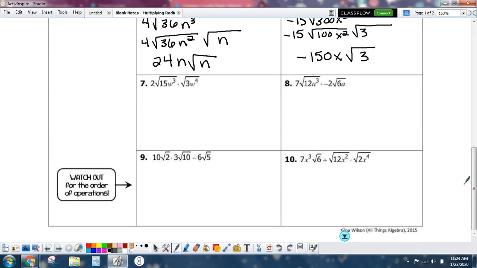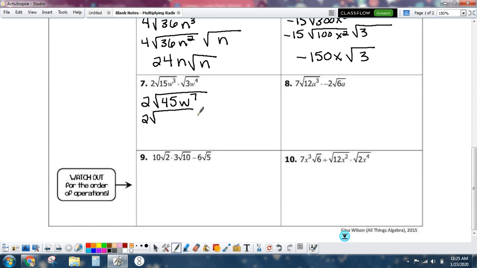For number 7, we're going to go ahead and do, again, what's at the beginning. So 2 times 1, that's 2. And then you're doing 15 times 3, and 15 times 3 is 45. And then make sure you're adding your exponents. 3 plus 4 is 7. So go ahead and simplify this.